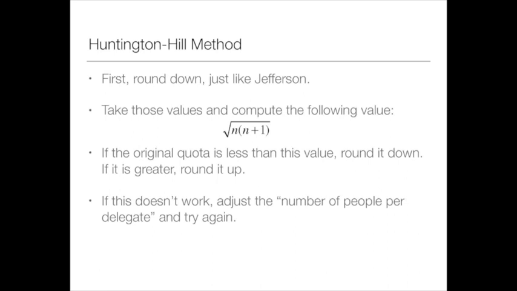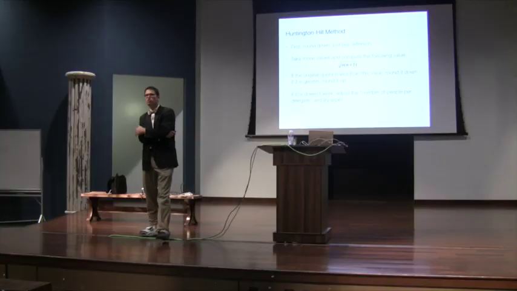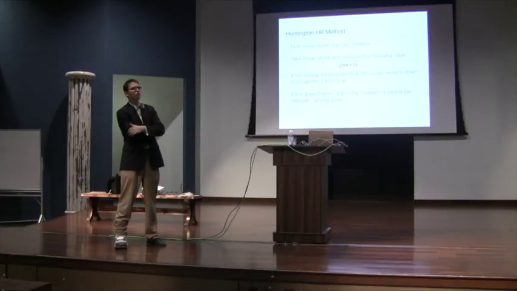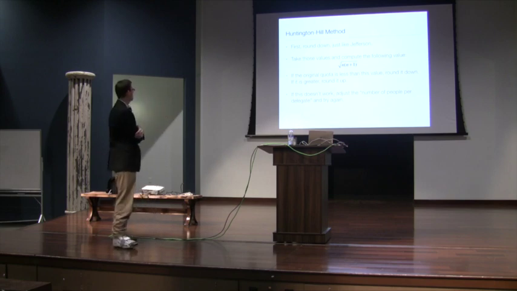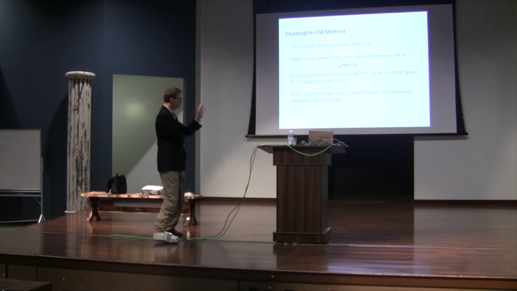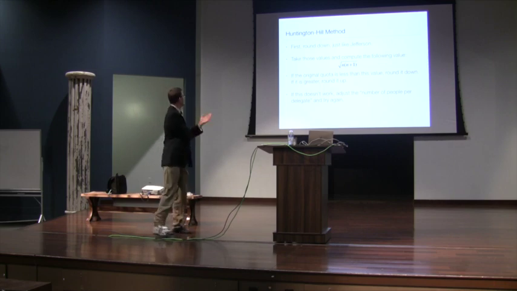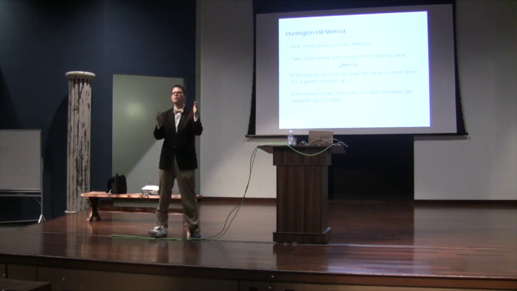But what Huntington-Hill says is, look, take your quotas, right? I'm going to round them down like Jefferson, and then you're going to compute this geometric mean between the number and one more than the number. So if Jefferson has 2.469, you round down to 2, and you're going to compute the geometric mean of 2 and 3. You're going to multiply 2 and 3 together and take the square root. If the original quota is less, round it down. If it's greater, round it up. Okay. All of that said, some complicated method, if it doesn't work, adjust the divisor.